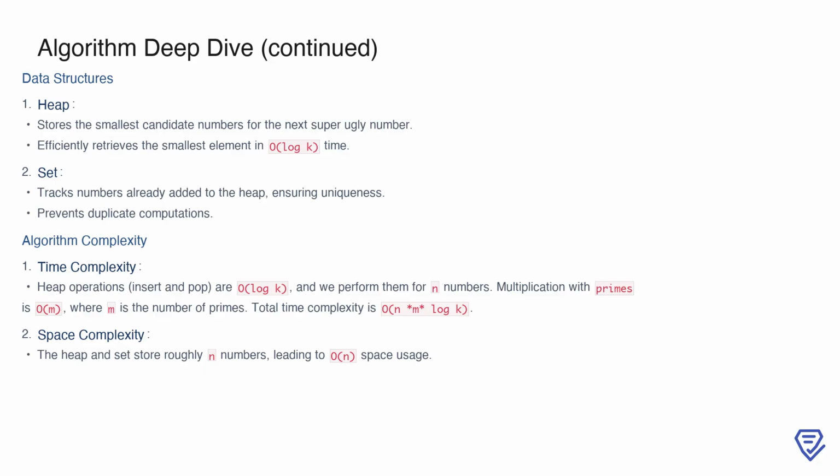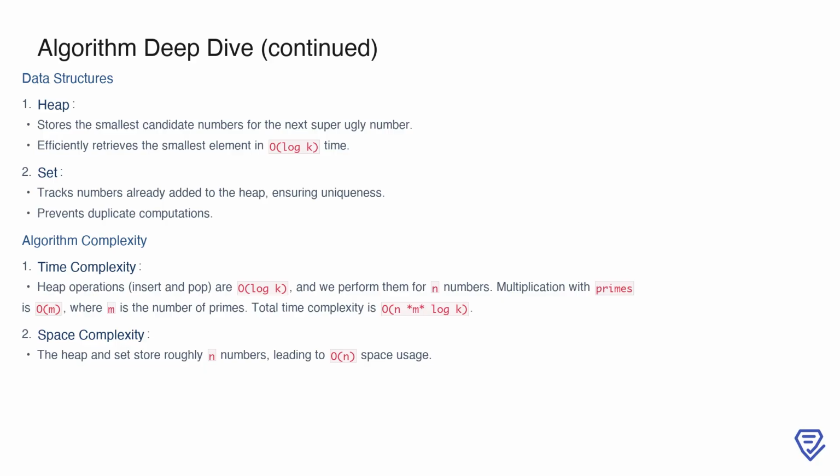The heap stores the smallest candidate numbers for the next super ugly number and allows us to retrieve the smallest element in O(log k) time. This efficiency is crucial for maintaining the algorithm's performance as we process each number. The set complements the heap by tracking which numbers have already been added, ensuring uniqueness and preventing duplicate computations.